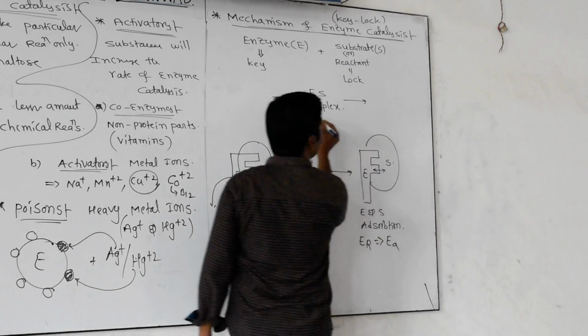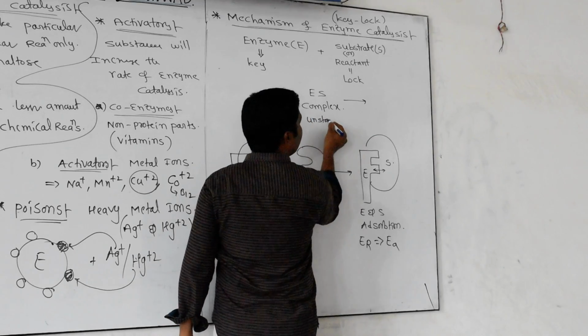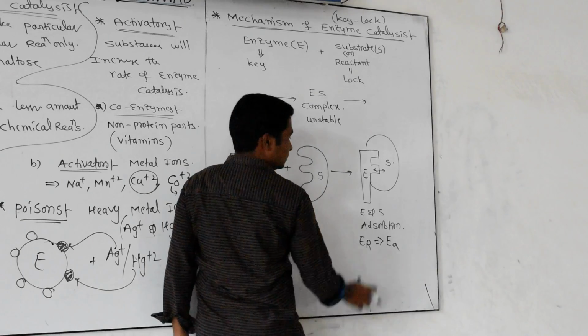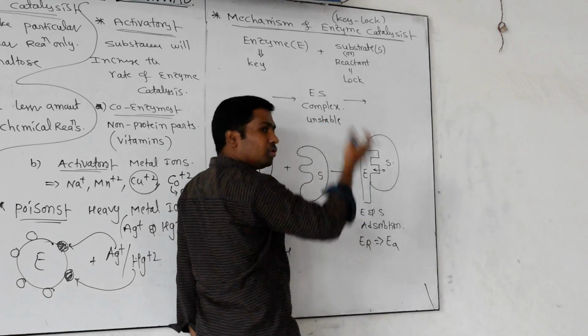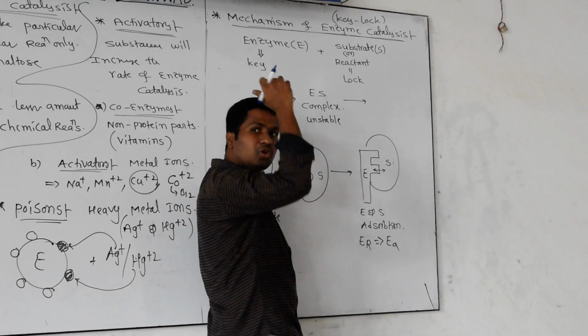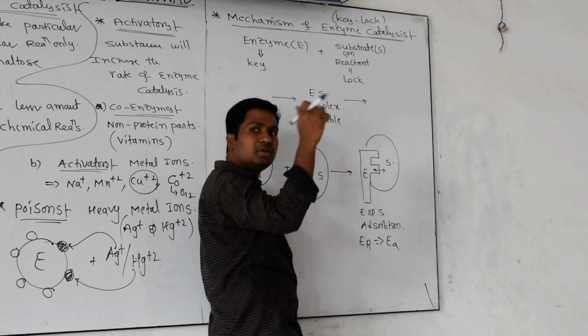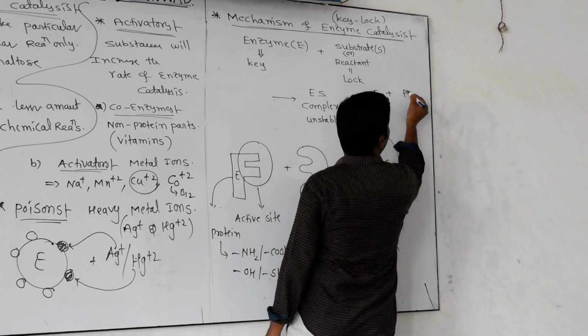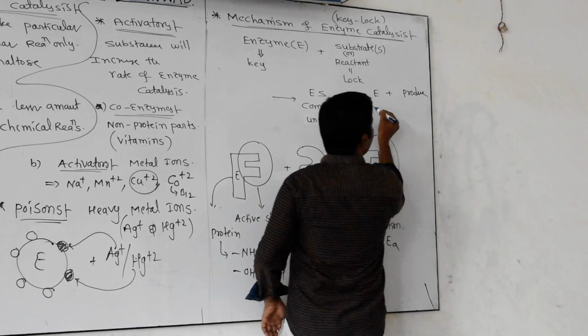This complex is highly unstable. Highly unstable. Why? Because the system has more energy. More energy means activated state. More energy is always danger. Highly reactive, less stable. It immediately decomposes, like how? Into enzyme and products.